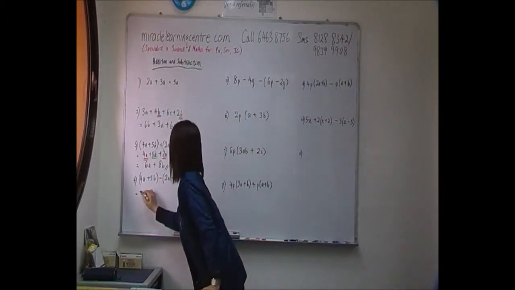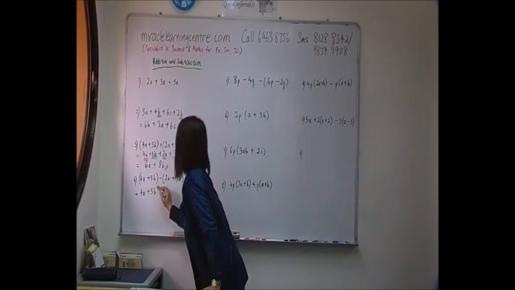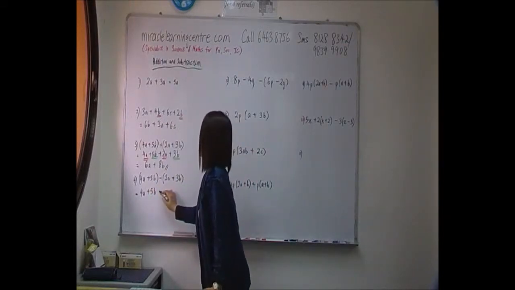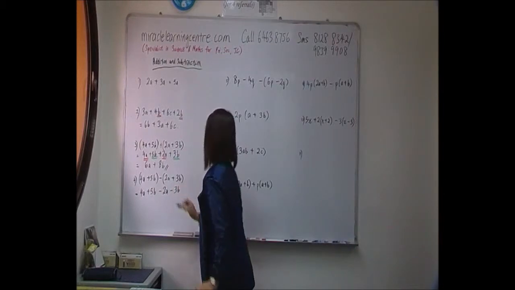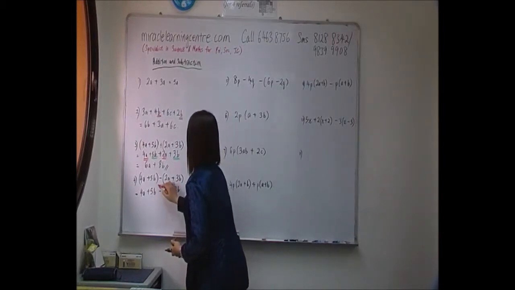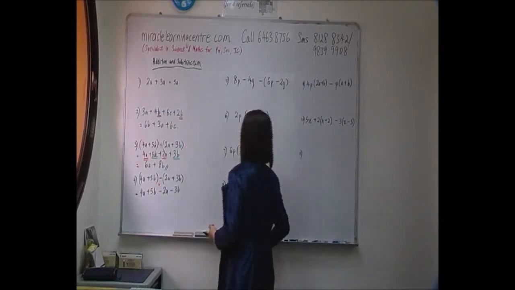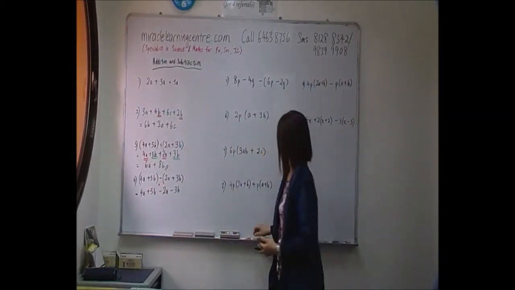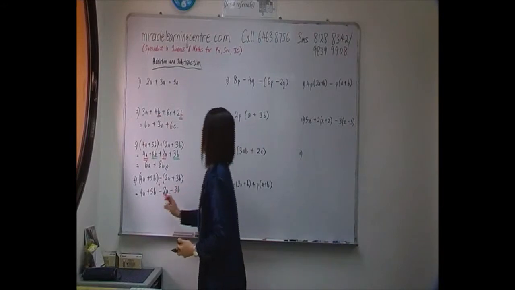After that, we have a negative one. This is the tricky one. So we have 4A plus 5B, negative. So it's negative 2A and negative 3B. Be very careful about this, because most students make this mistake about multiplying the negative in. Then we continue with the next step.